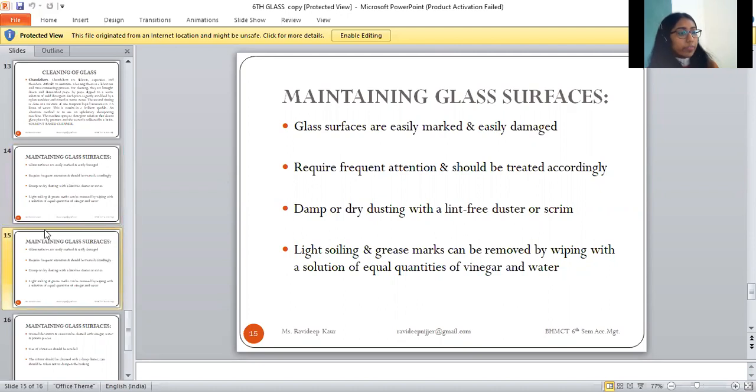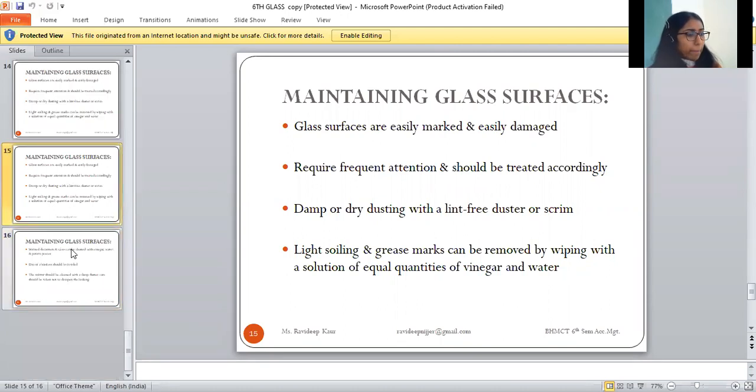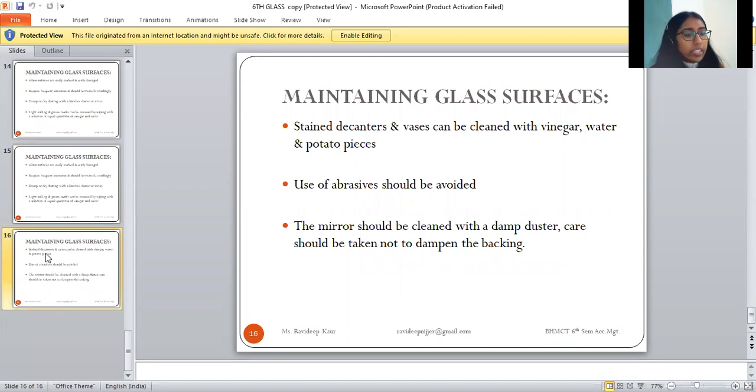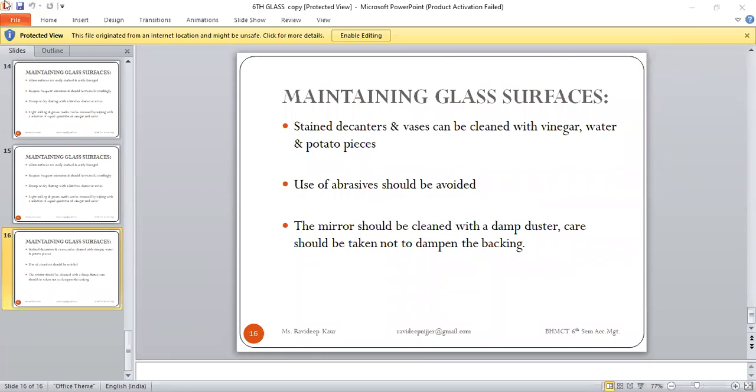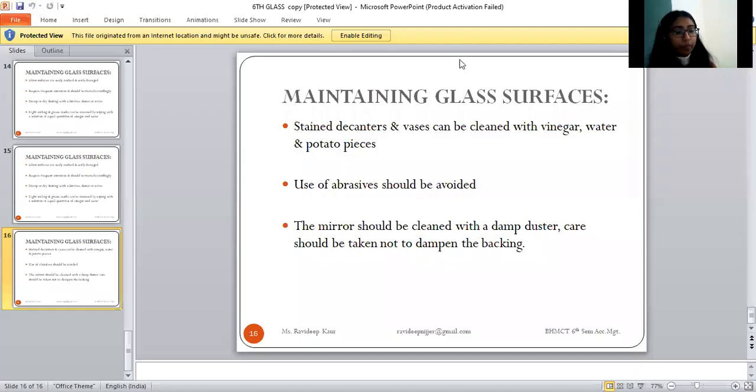Next, stained decanters and vases can be cleaned with vinegar, water, and potato pieces. So we have stained decanters and vases. These articles could be cleaned with the help of vinegar, water, and potato pieces. So this is how we clean decanters and vases.